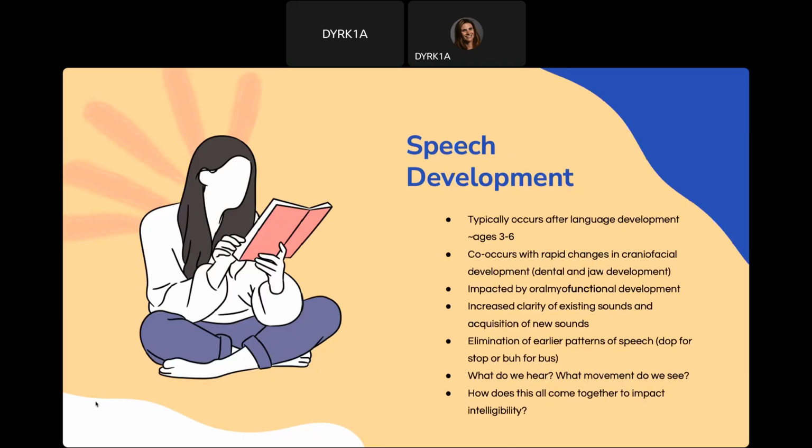Okay, now we're at speech development. Any questions so far about what comes before speech? So for speech development, it typically occurs after language development. Speech development typically occurs around age 3 to 6. That's where we see more sounds coming in, more organization.